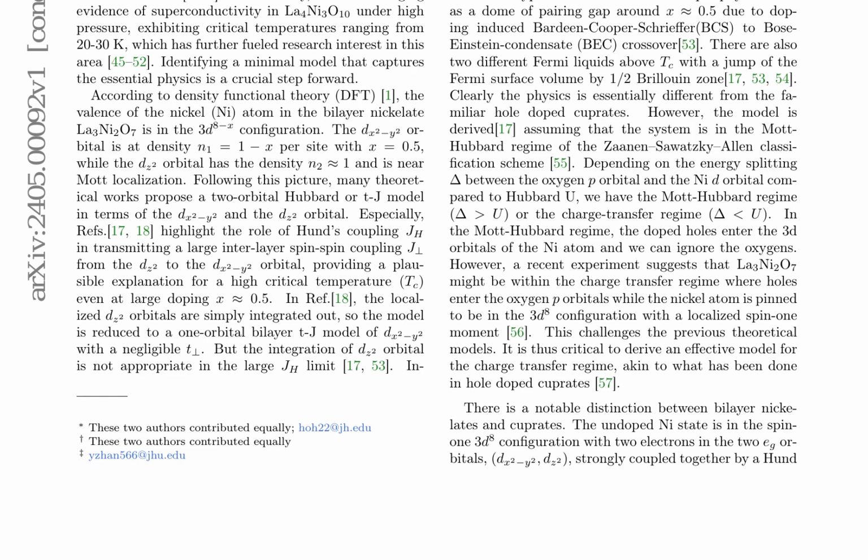In the charge transfer regime, trilayer nickelates La4Ni3O10 exhibit a theoretical framework that is crucial for understanding their behavior. The valence of the Ni atom in La4Ni3O10 is found to be in a 3d^7.33 configuration, with the dx2-y2 orbital nearly one-third occupied and the dz2 orbital almost half-filled. This configuration plays a pivotal role in the behavior of these materials.